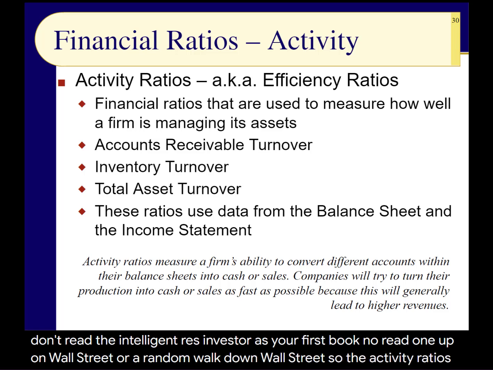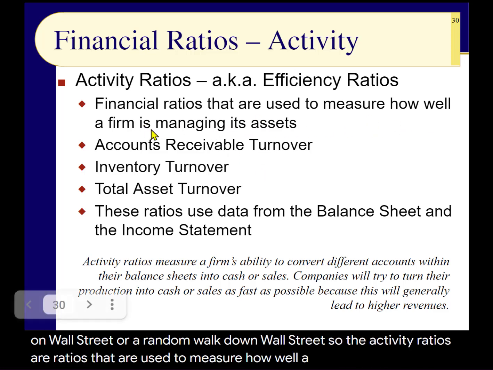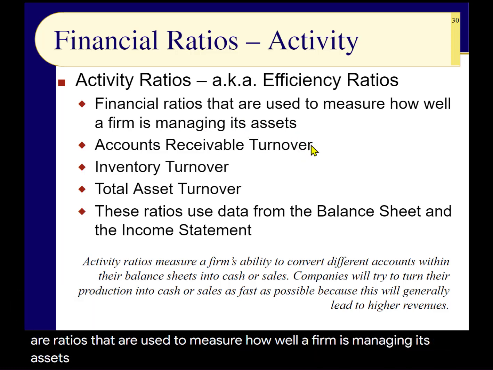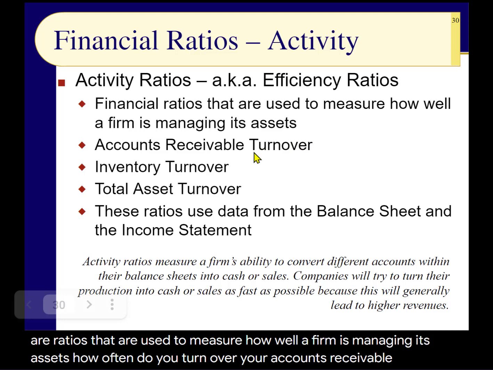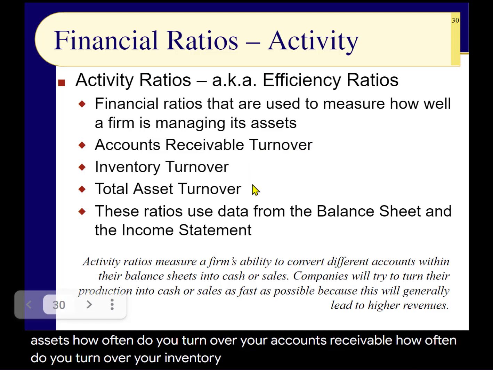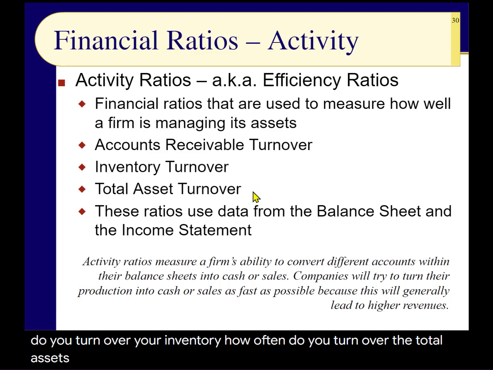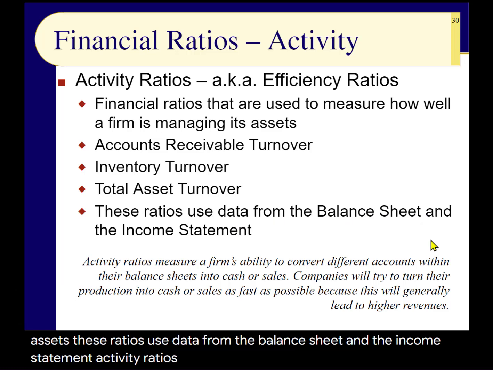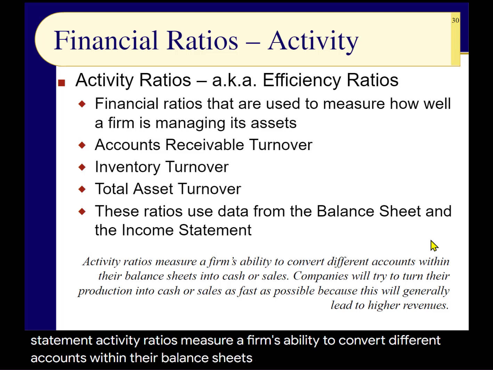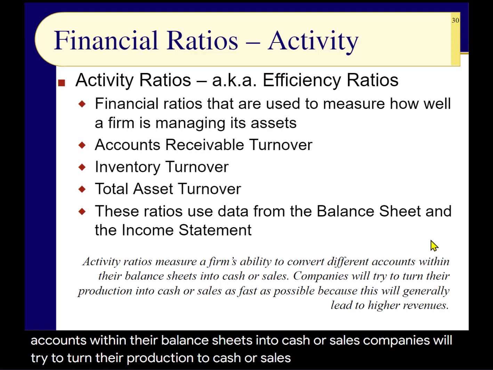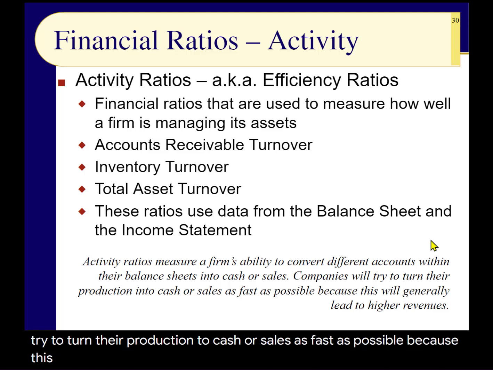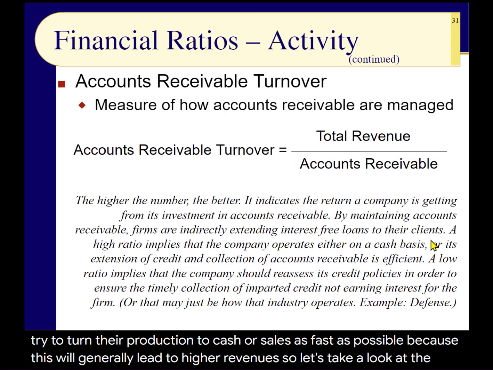So the activity ratios are ratios that are used to measure how well a firm is managing its assets. How often do you turn over your accounts receivable? How often do you turn over your inventory? How often do you turn over the total assets? These ratios use data from the balance sheet and the income statement. Activity ratios measure a firm's ability to convert different accounts within their balance sheets into cash or sales. Companies will try to turn their production into cash or sales as fast as possible because this will generally lead to higher revenues. So let's take a look at the accounts receivable turnover.